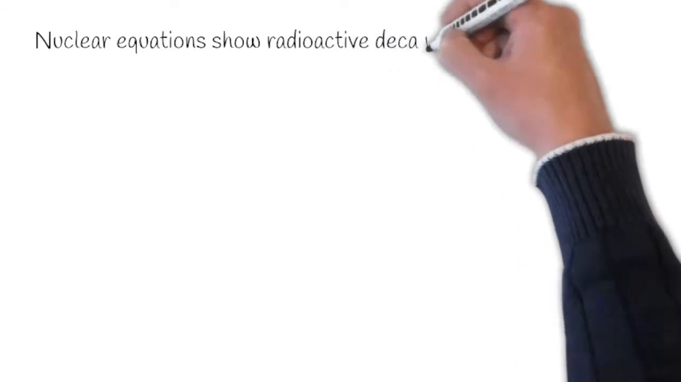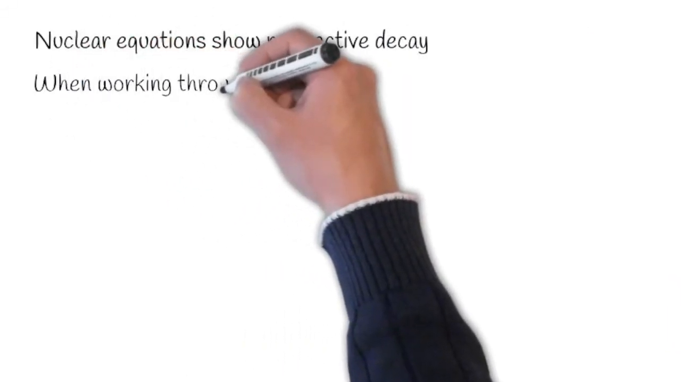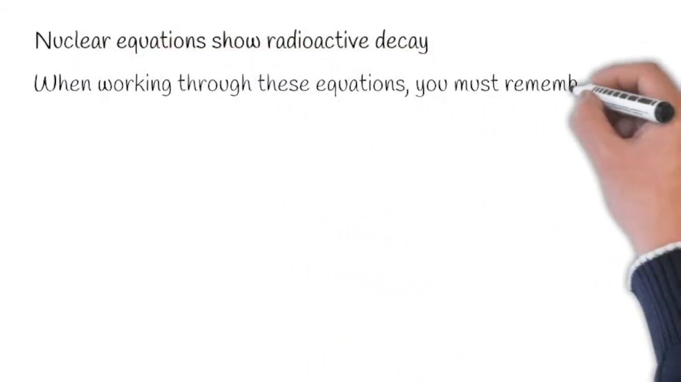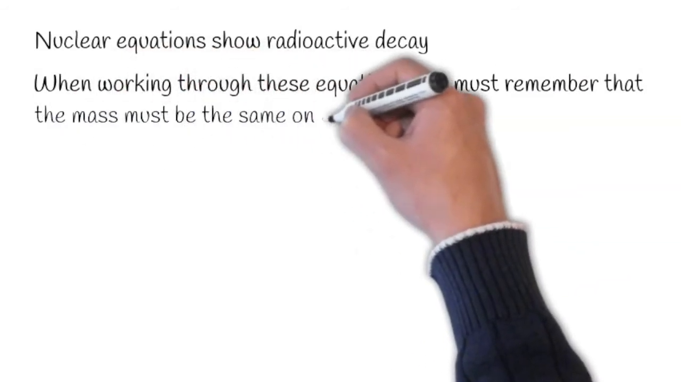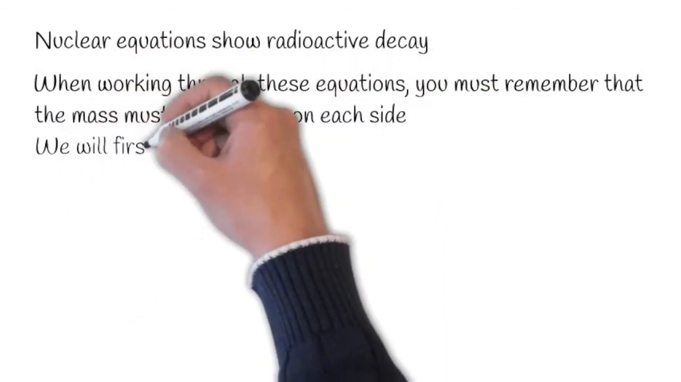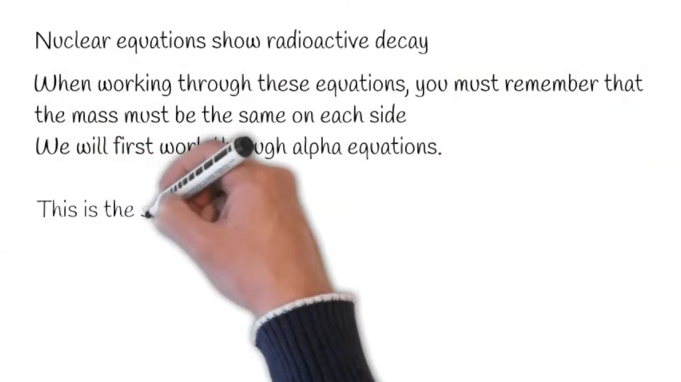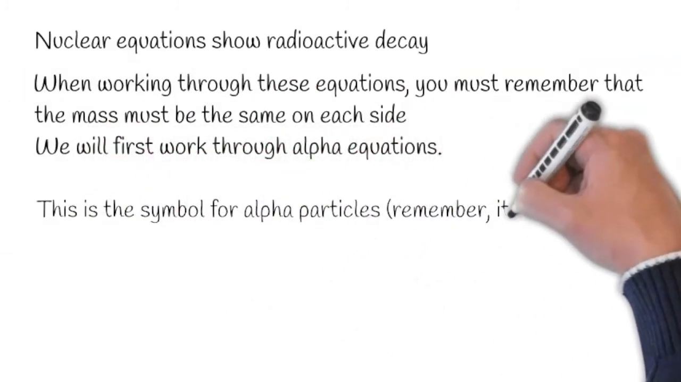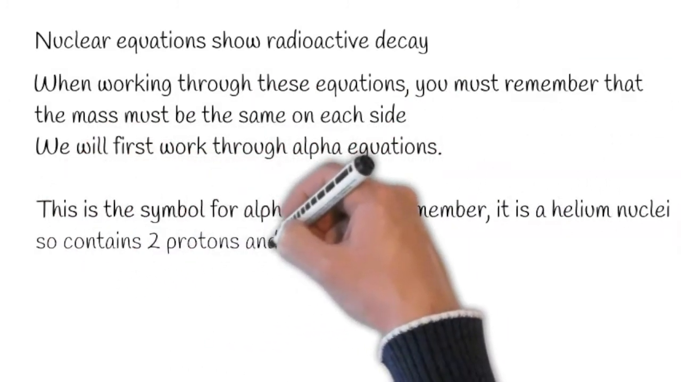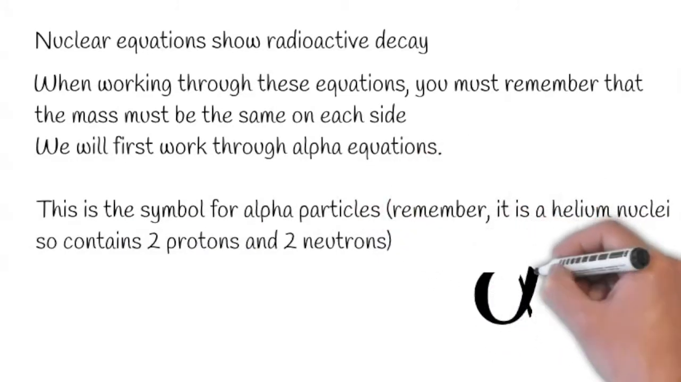Nuclear equations show radioactive decay. When working through these equations, you must remember that the mass must be the same on each side. We will first work through alpha equations. This is the symbol for alpha particles. Remember, it is a helium nucleus that contains 2 protons and 2 neutrons.